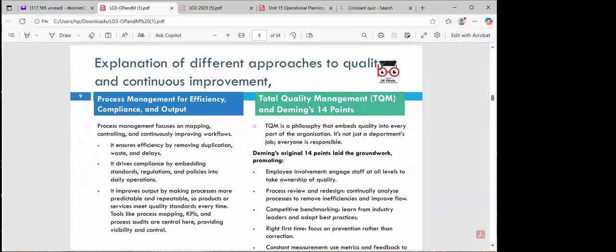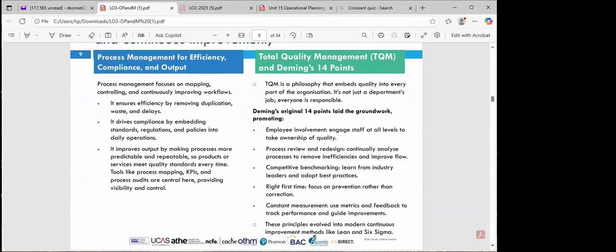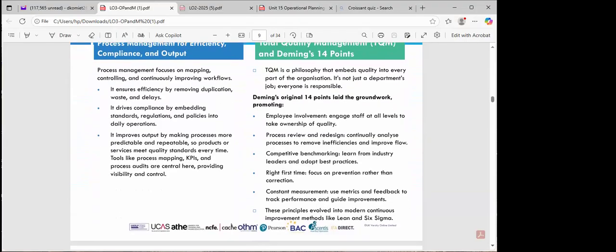So let's look at process management for efficiency, compliance, and output. Process management focuses on mapping, controlling, and continuously improving workflows. It ensures efficiency by removing duplication, waste, and delays. We've spoken about this severally. That's what process management does.